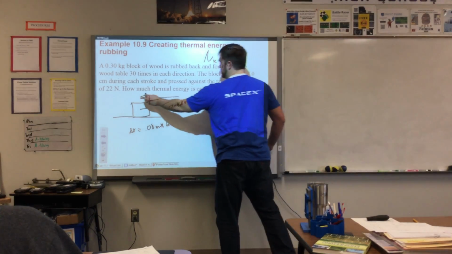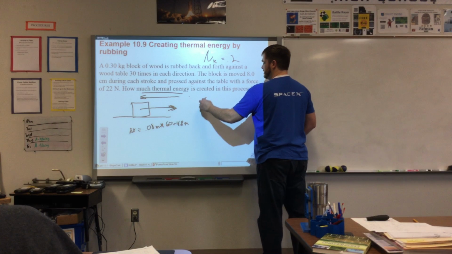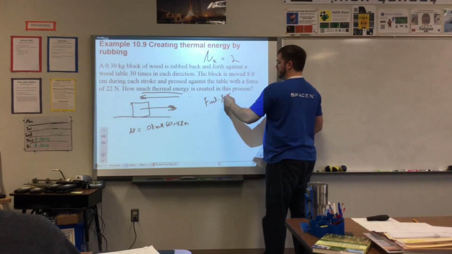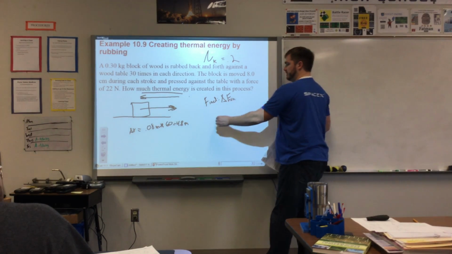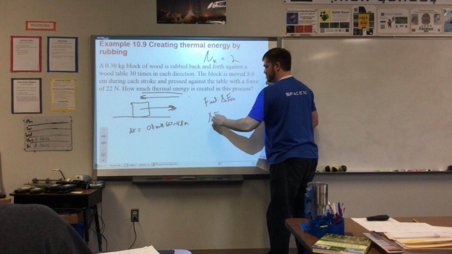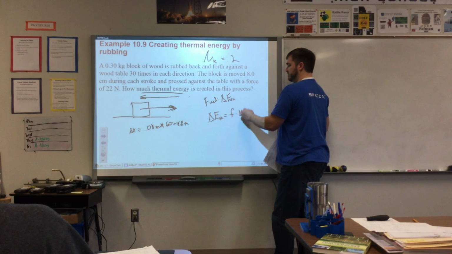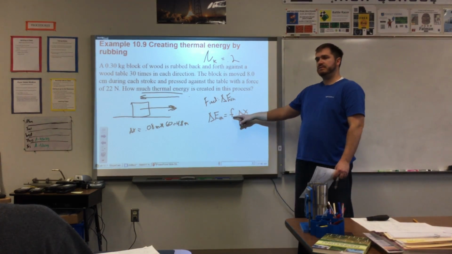Now, they're asking this question: how much thermal energy is involved? So they want us to find delta E thermal. We just had an equation for that. Anybody write that down in their notes? Thermal equals friction force times delta x. Okay. We've got the delta x. Now let's find the friction force.